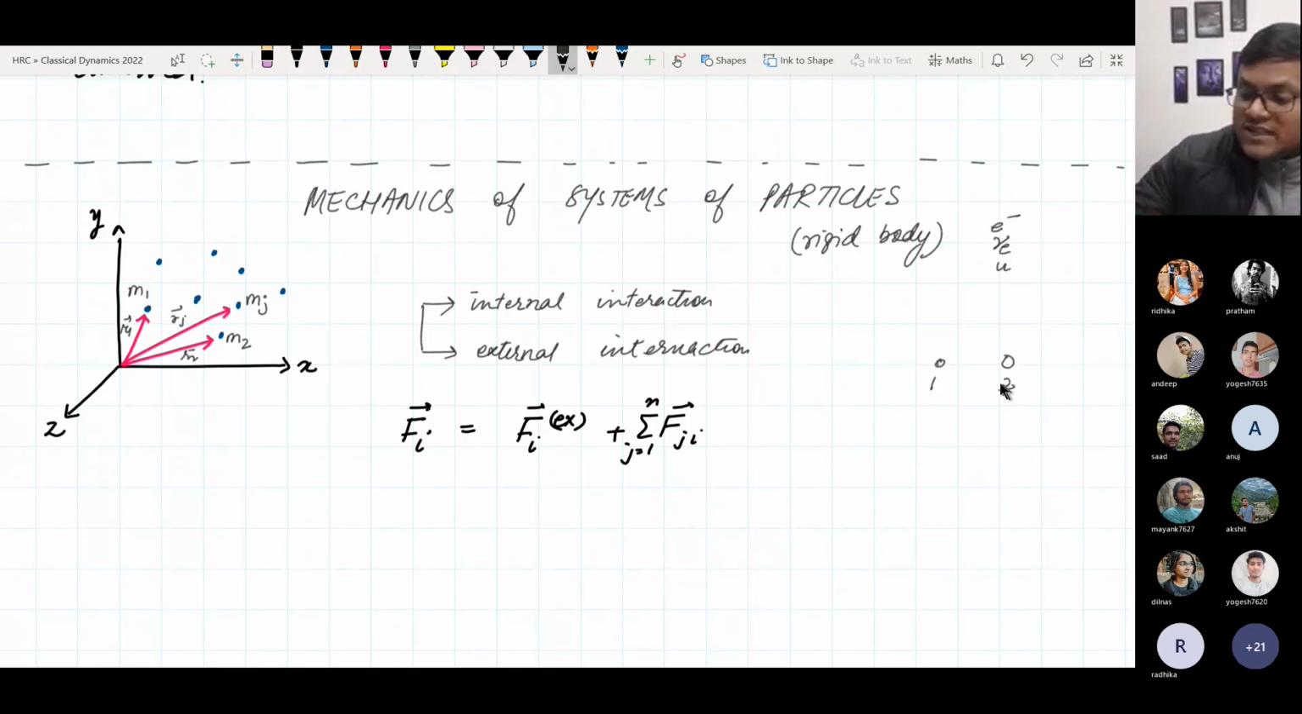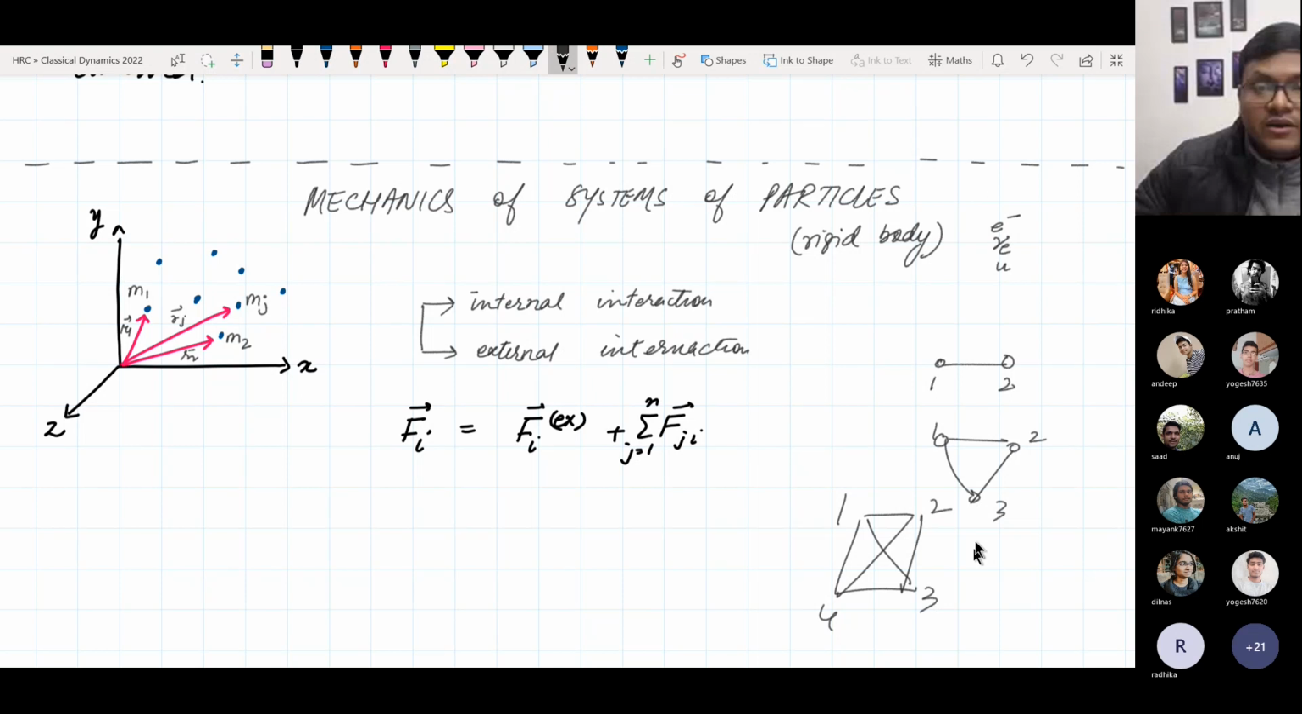So one is interacting with two, and two is interacting with one. But if there are three particles, then one is interacting with two, two is interacting with three, and three is interacting with one. If there are four particles, then one is interacting with 2, 3 and 4, 2 is interacting with 4, 3 and 1, 3 is interacting with 1, 4 and 2, and 4 is interacting with 3, 2 and 1. Are you understanding? The larger the number of particles, the larger the number of permutations and combinations possible. So this simply represents a summation of all the other particles and their interactions with this one individual particle whose forces we are studying. Are you following?